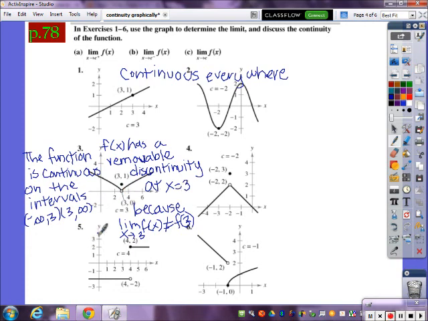So those are the two ways that you discuss continuity. You discuss the intervals that it's continuous on, and the x values at which it is discontinuous, and the types of discontinuity. So that would be the way you would look at continuity graphically.